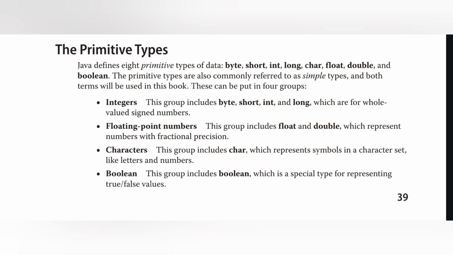So let us see about floating point numbers. In float, we have float and double itself. Then we have character, char, and then boolean. Okay, booleans are nothing but your true or false. That's it. Either 1 or 0. It can hold only two values, that is either 1 or 0. This is nothing but true or false.